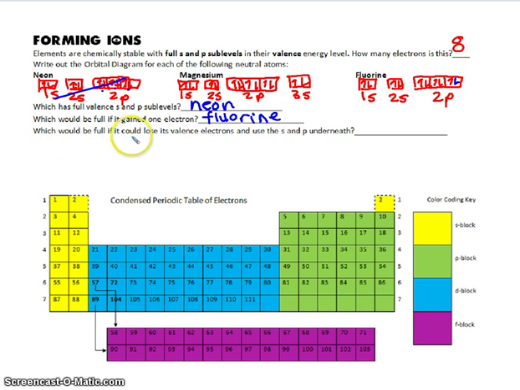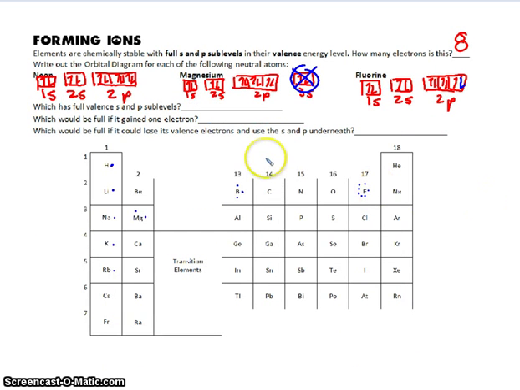Then which one would be full if it could lose its valence electrons and use the S and P that are underneath? Well, if we look at magnesium, it's got 2s and 2p that are full. And if it lost these 2 electrons, this would now become the valence energy level and it would be full. So magnesium would choose to lose. And we can tell this from looking at an orbital diagram, or we can look at the Lewis dot structures like you just learned last time.